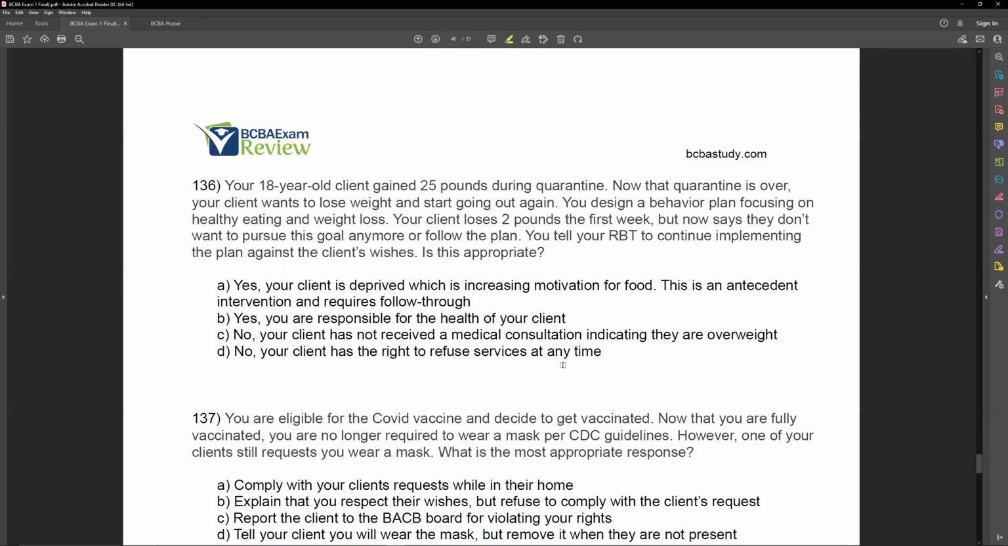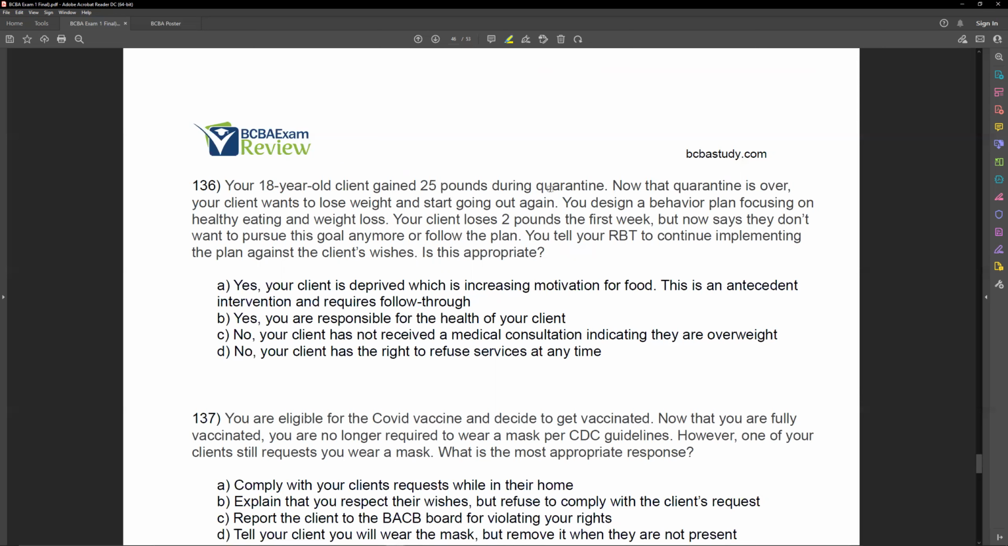Is this appropriate? Okay, so your client's 18 years old, an adult by all means, right? Nothing tells us otherwise. And they want to lose weight, but then they say, well, actually, I don't really want to pursue this goal anymore or follow your plan. Against their wishes, you tell your RBT to continue implementing. Is this okay?